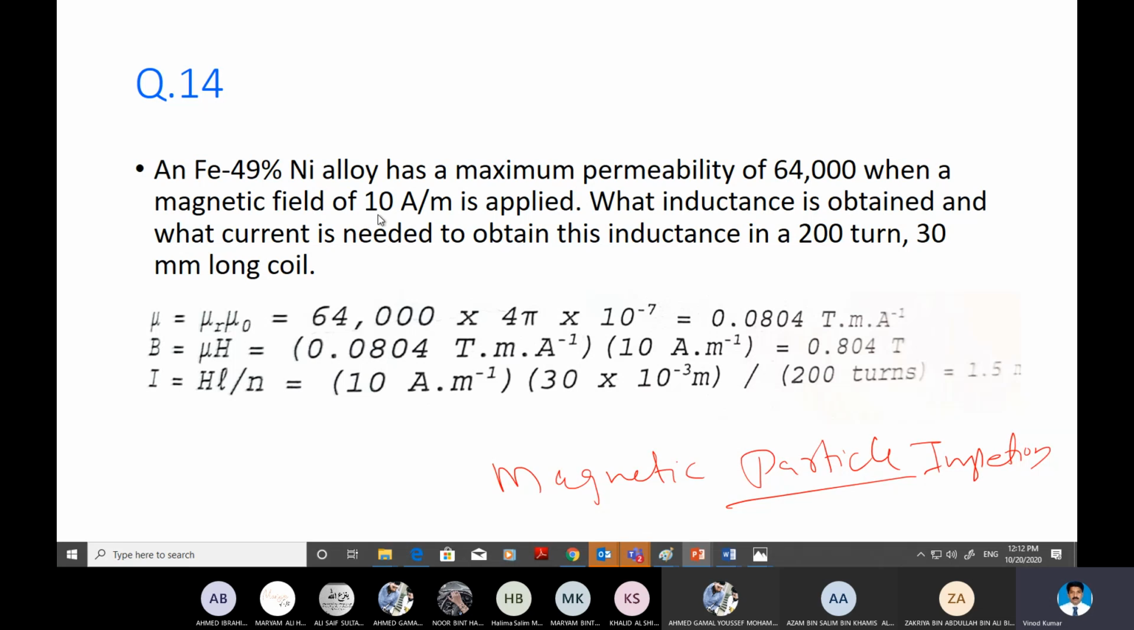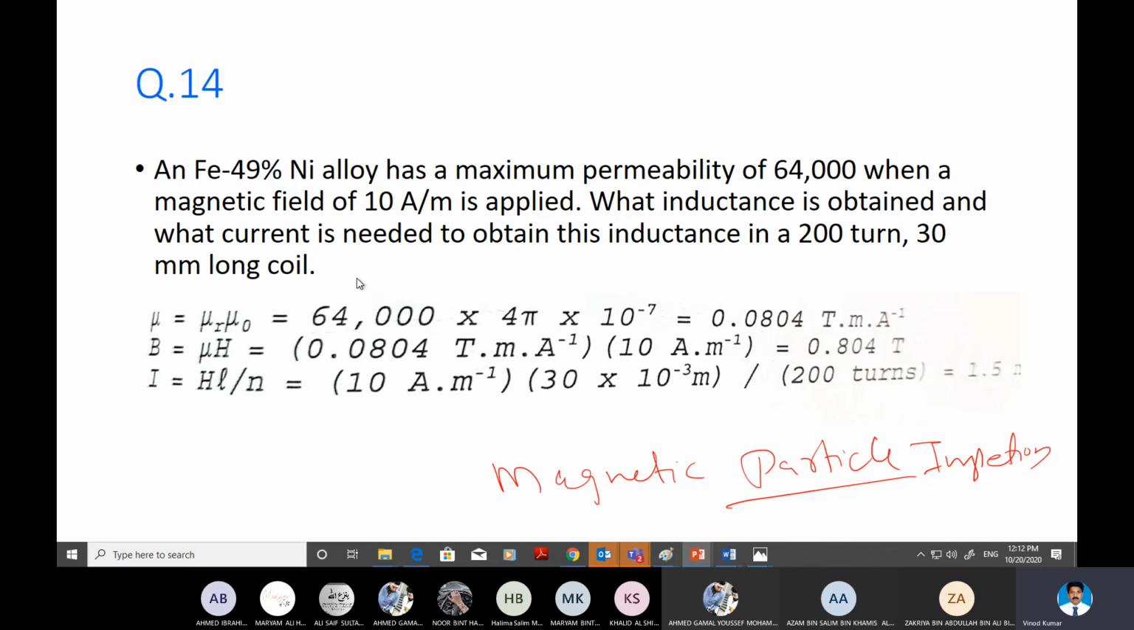Yes, permeability is given as 64,000. Magnetic field H is given as 10 amperes per meter. What inductance, meaning B, is obtained, and what current is needed to obtain this inductance in a 200 turn 300 millimeter long coil.